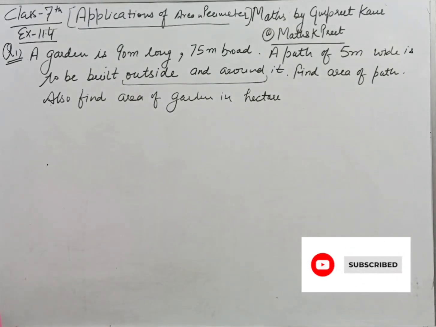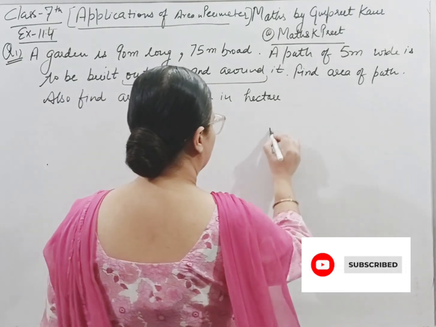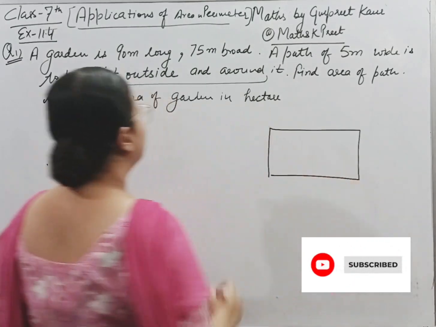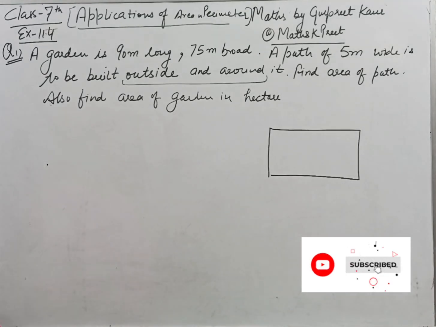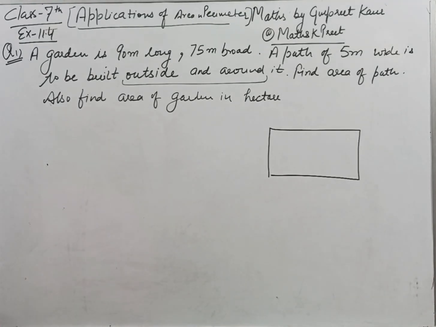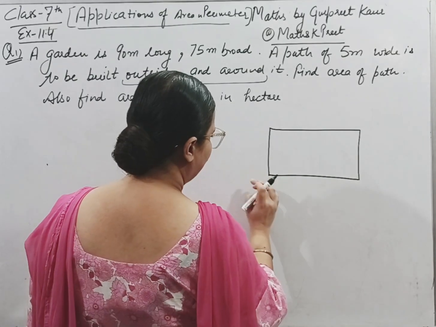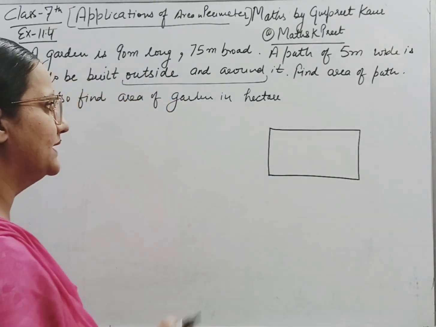It is saying that a garden is 90-meter long and 75-meter broad. So this is talking about a rectangular garden. Let me draw here. A path of 5 meter wide is to be built outside and around. So this is a garden. We have to build a path around it and outside it.